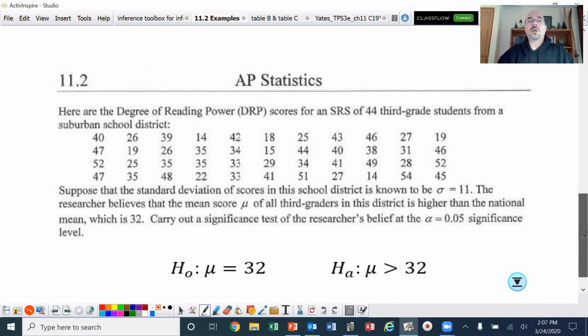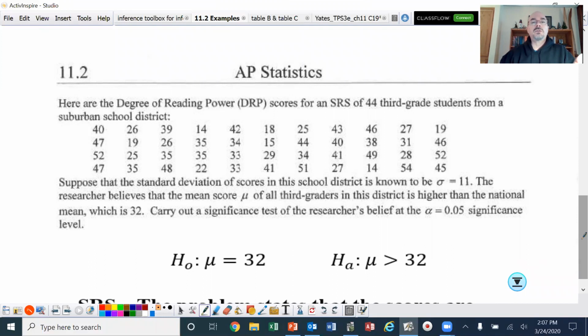All right, so here we're given some data. So we want to carry out a significance test of the researcher's belief at the alpha 0.05 significance level. All right, so where did these numbers come from? Well, let's read through it. Here are the degree reading power scores of an SRS of 44 third grade students from a suburban school district.